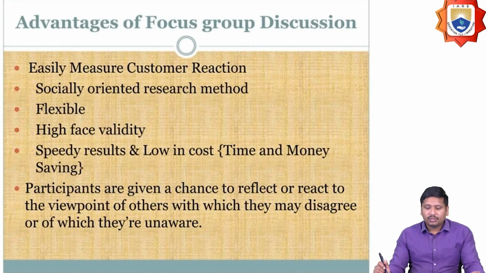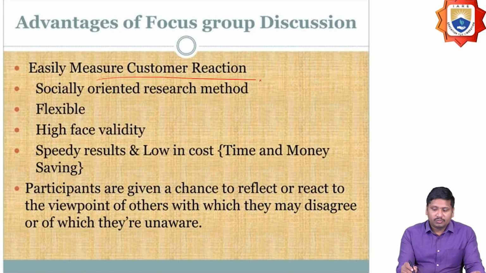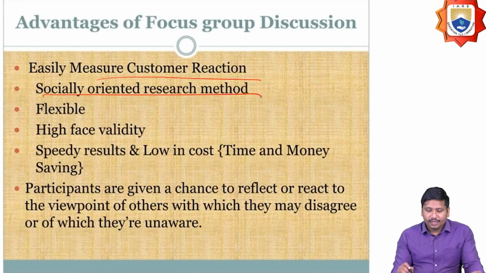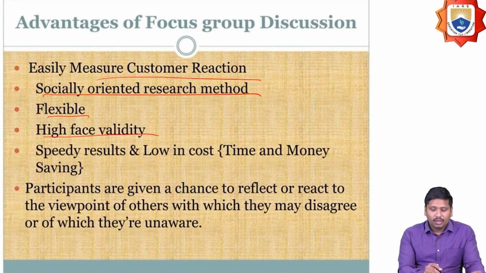So some of this will be the disadvantages of the FGD. So that means that we can easily measure this customer reaction, and a socially oriented research method is one, and it should be flexible and high face validity is there, and it should also be where the results can be obtained in a speedy nature but also low cost.